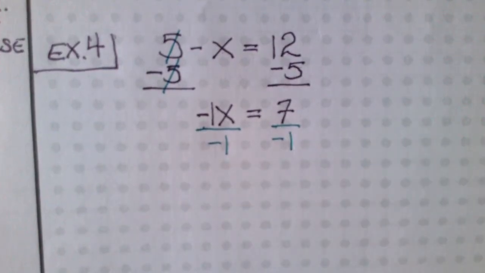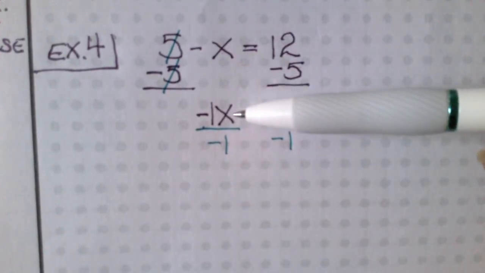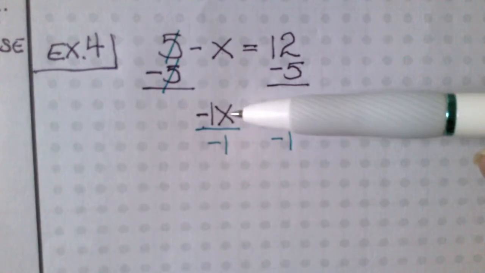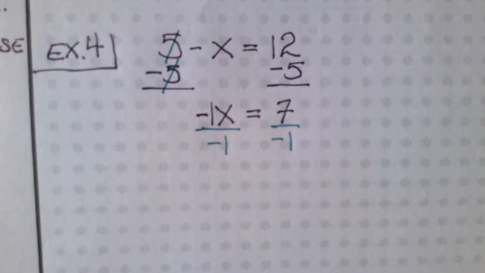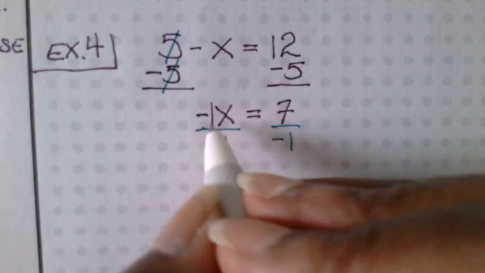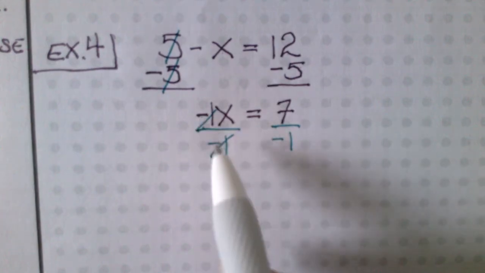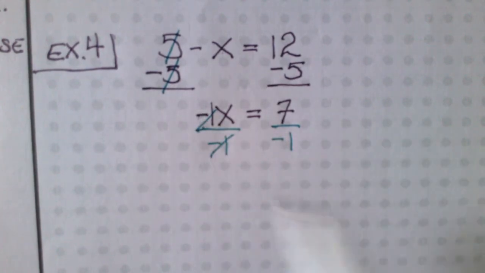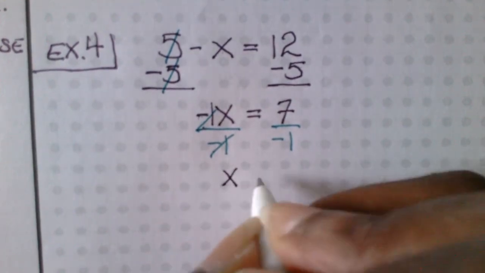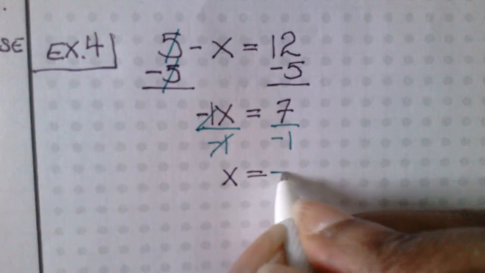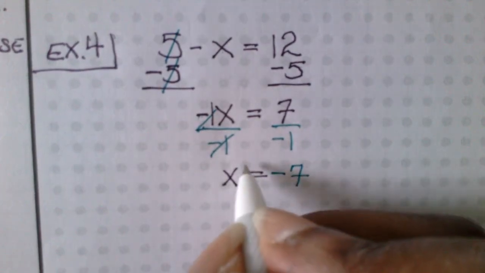And why am I dividing? Because -1x, since there's no plus or minus sign in between the -1 and the x, that's multiplication. So -1 divided by -1 gives me a +1. A negative divided by a negative, when the signs are the same with multiplication and division, your answer is always going to be positive. And then the 7 divided by -1 will give me a -7.